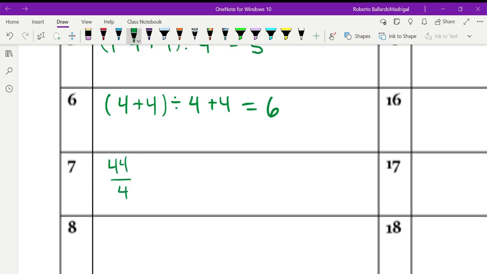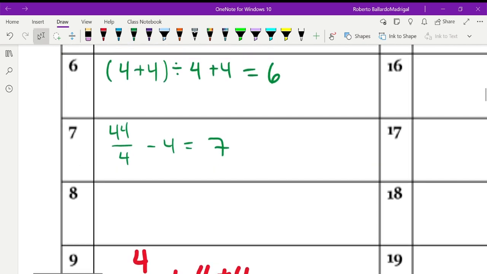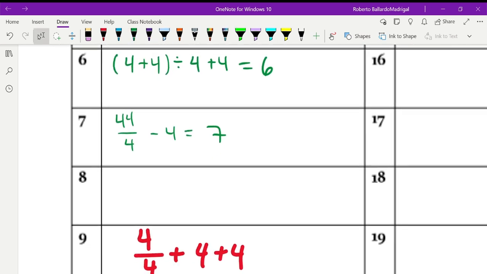44 divided by 4 minus 4, like this. 11 minus 4 is 7. That checks out. Very good. What about 8? 8 group. 8.